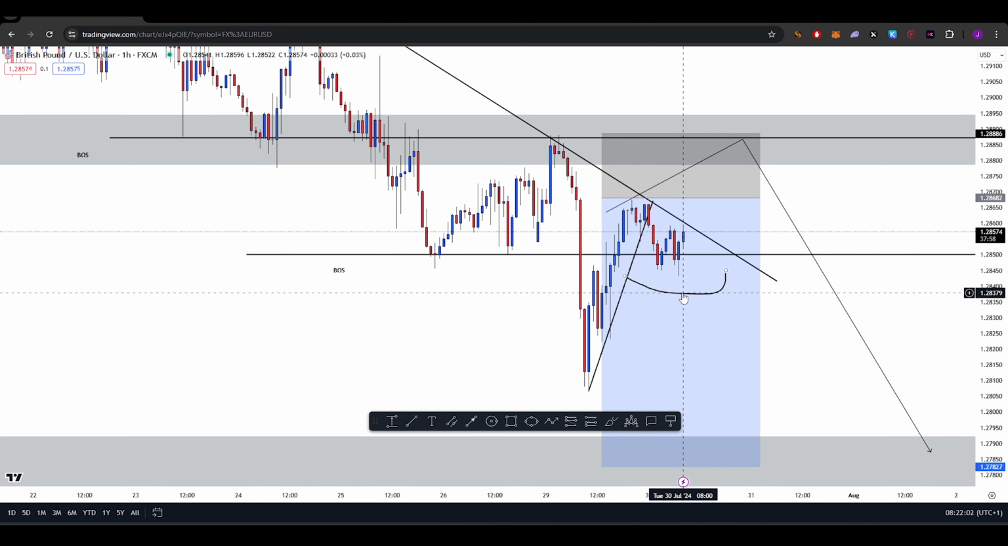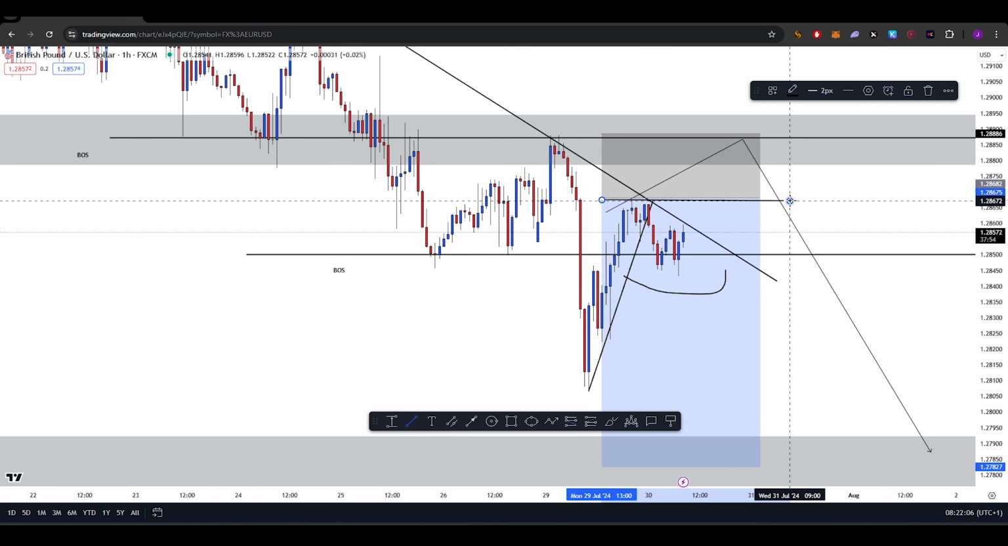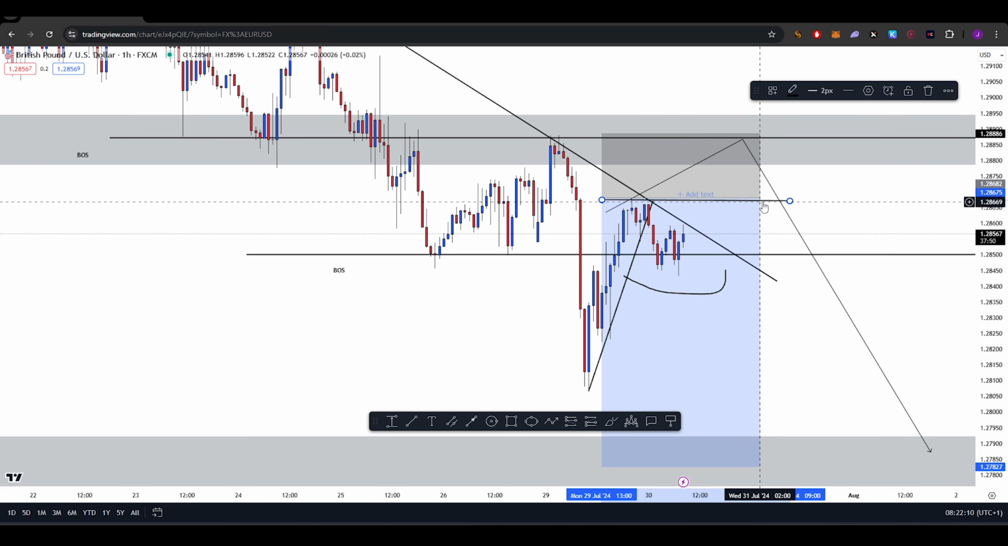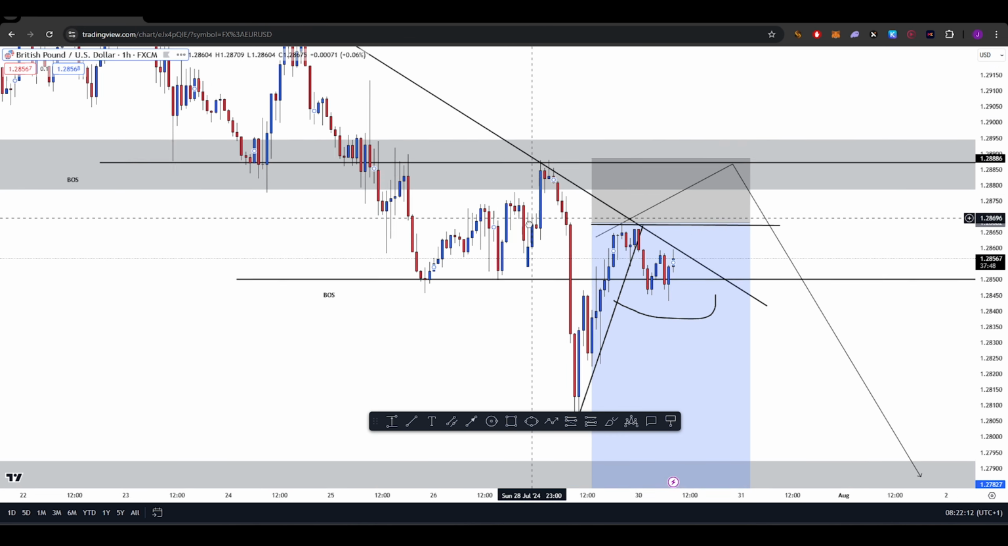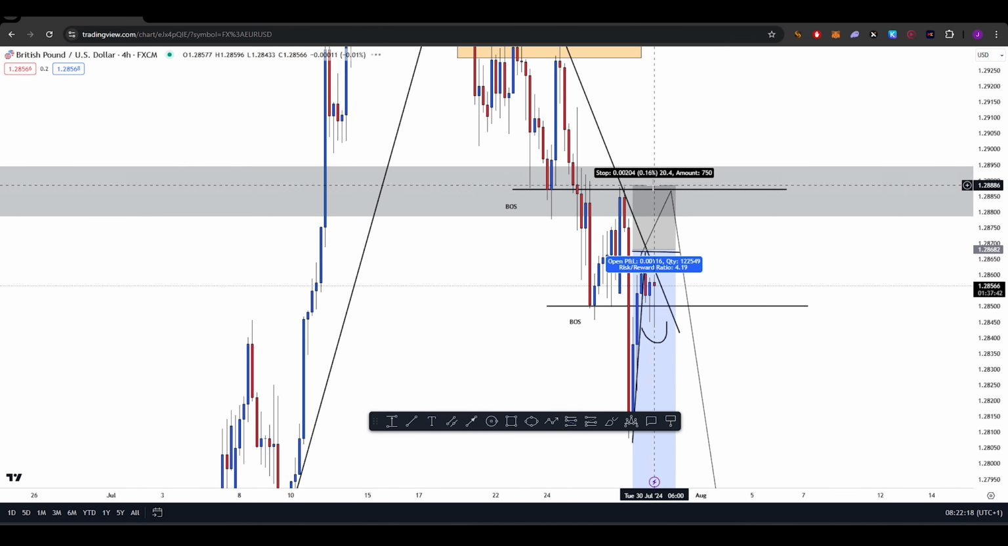Alternatively, if price doesn't do that and we start coming back up into these highs, that would mean we have broken this trend line and we're coming to tap these highs. Then I'll see the setup as invalid, to be honest. I could see it then pushing back up into there and then potentially reversing.